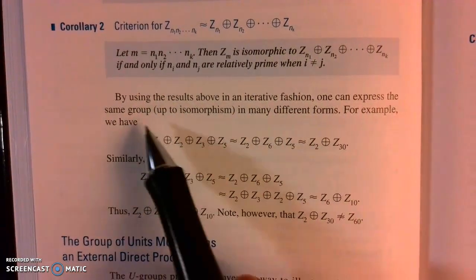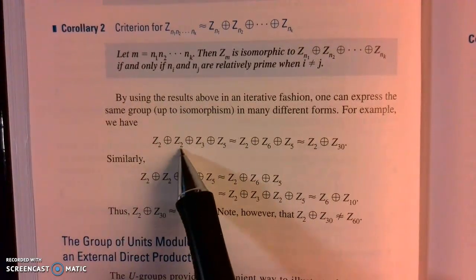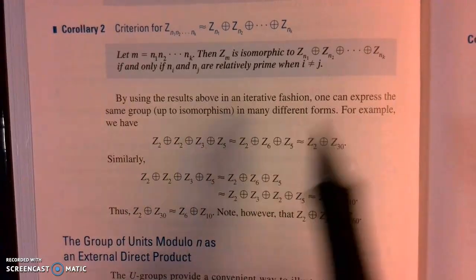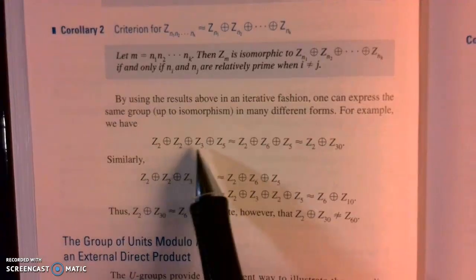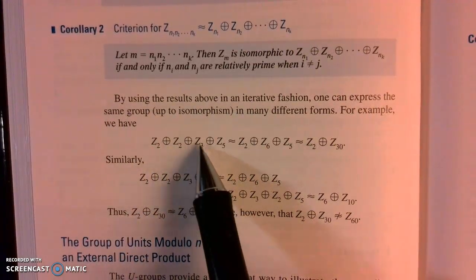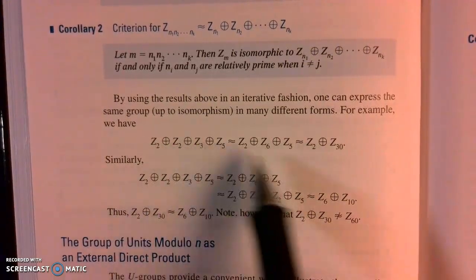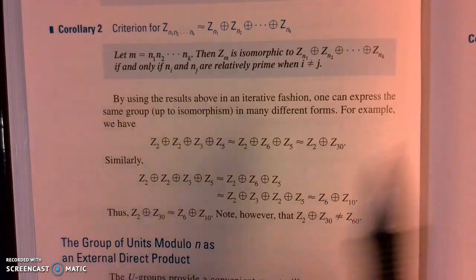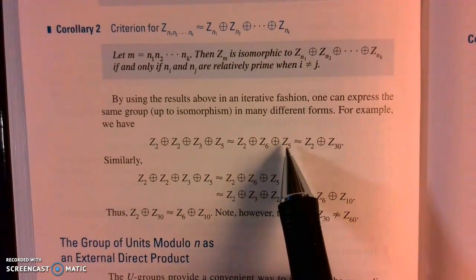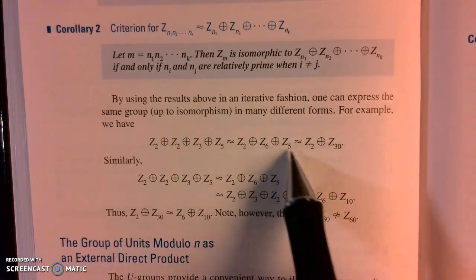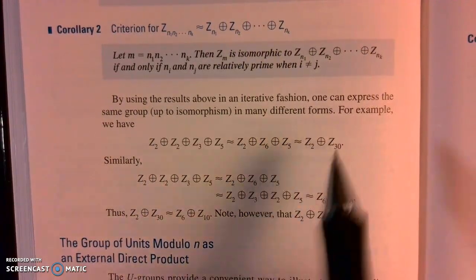By using the result of corollary 2, we can express Z2 plus Z2 plus Z3 plus Z5 in different equivalent ways. Combine these two because 2 and 3 are relatively prime. Z2 plus Z3 is isomorphic to Z6, so replace it here, we get this. Then 6 and 5 are relatively prime, so Z6 plus Z5 is isomorphic to Z30, and we can replace this with Z30.